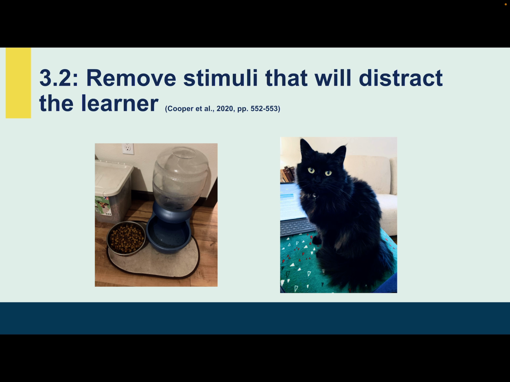This next step basically translates to ensure your learner can achieve success by removing distractions. For Lily, this included things like toys, her food bowl, and the cat.